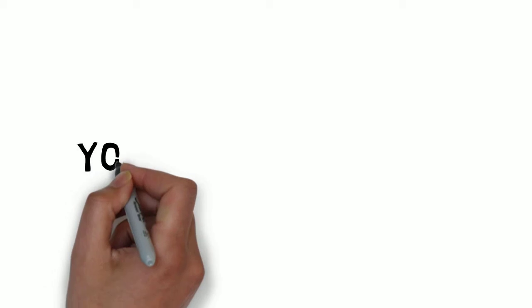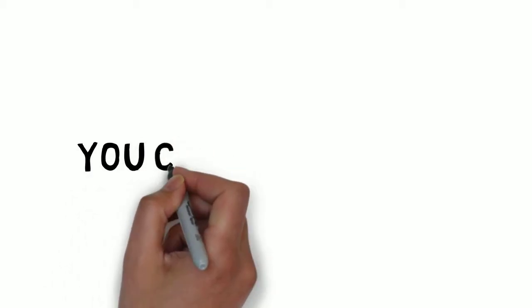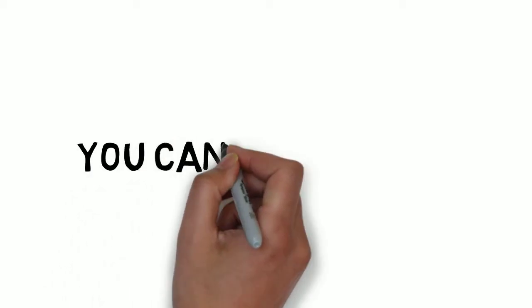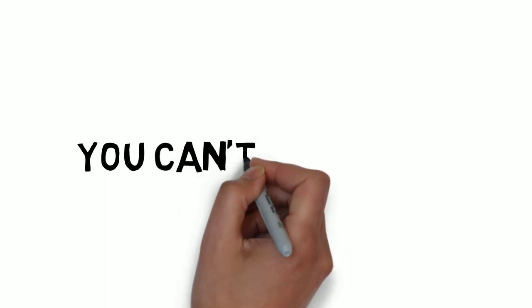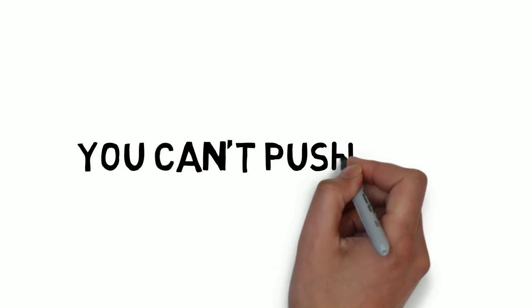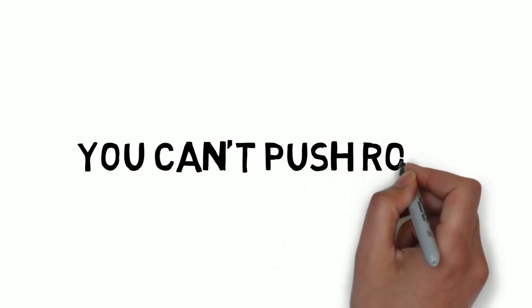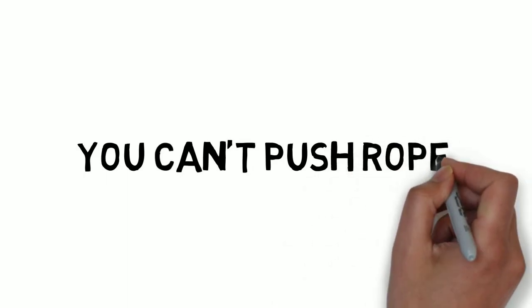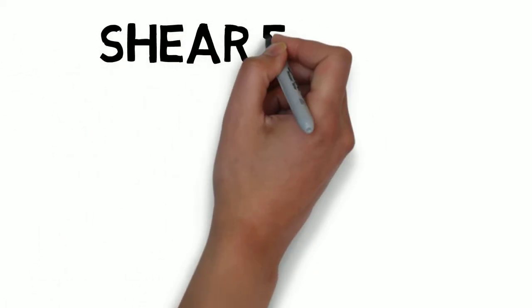It's important to understand that tension is a pulling force. In contrast, consider the fact that you can't push a rope. The tension force pulls outward along the two ends of the rope. So, the next one is shear forces.